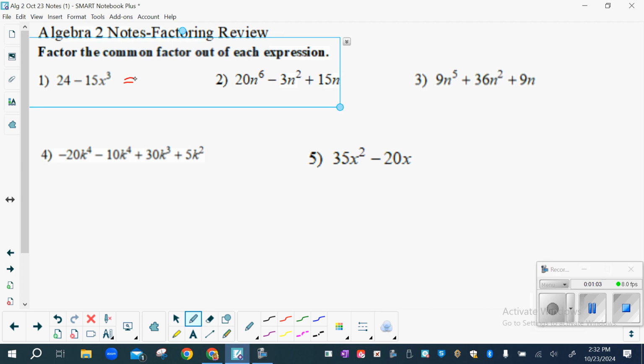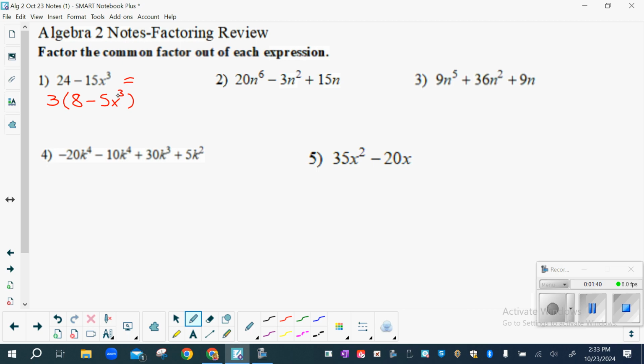3. Is there any letter we can take out of both of them? No, there isn't. So 3 times what is 24? 8. And then 3 times what is negative 15x to the third? Negative 5. Any x's left? Yeah, x cubed, x to the third. That's right.